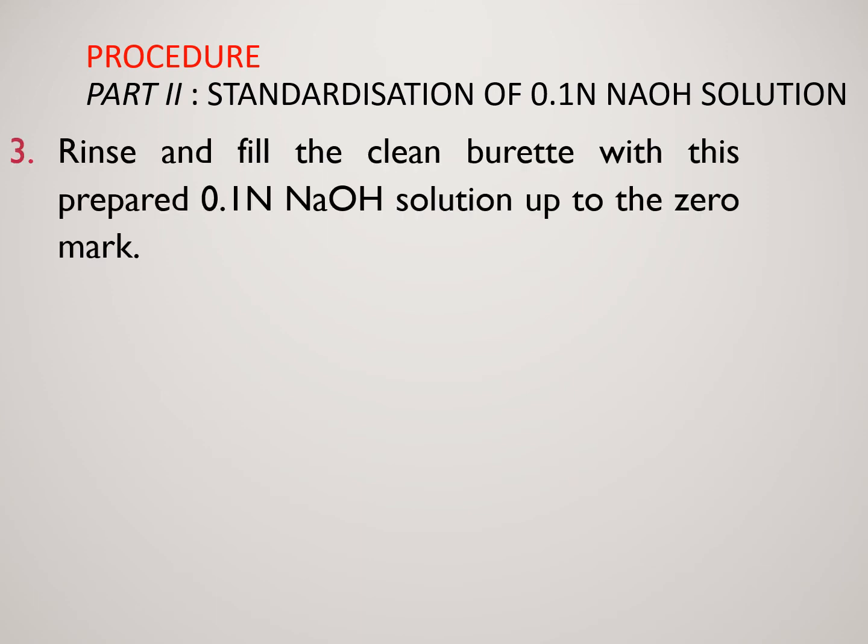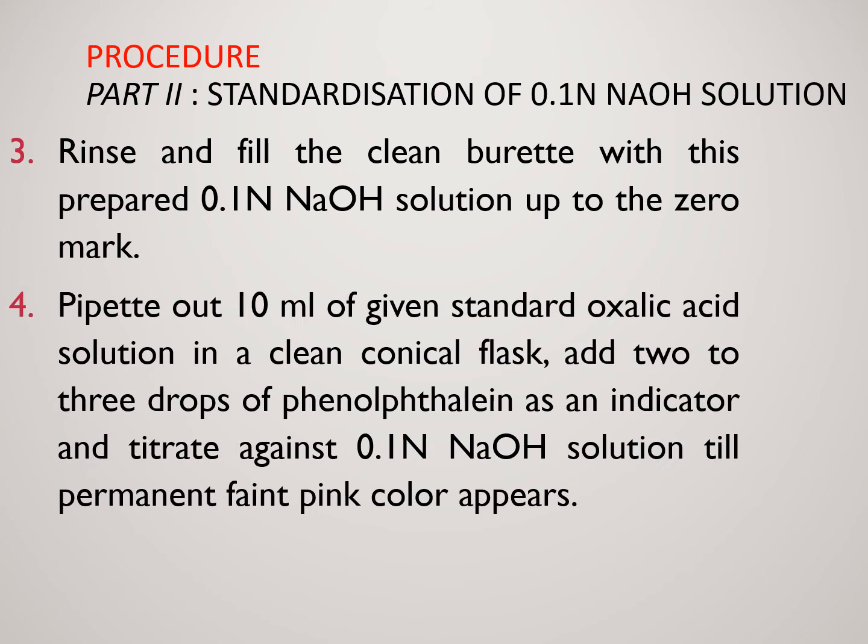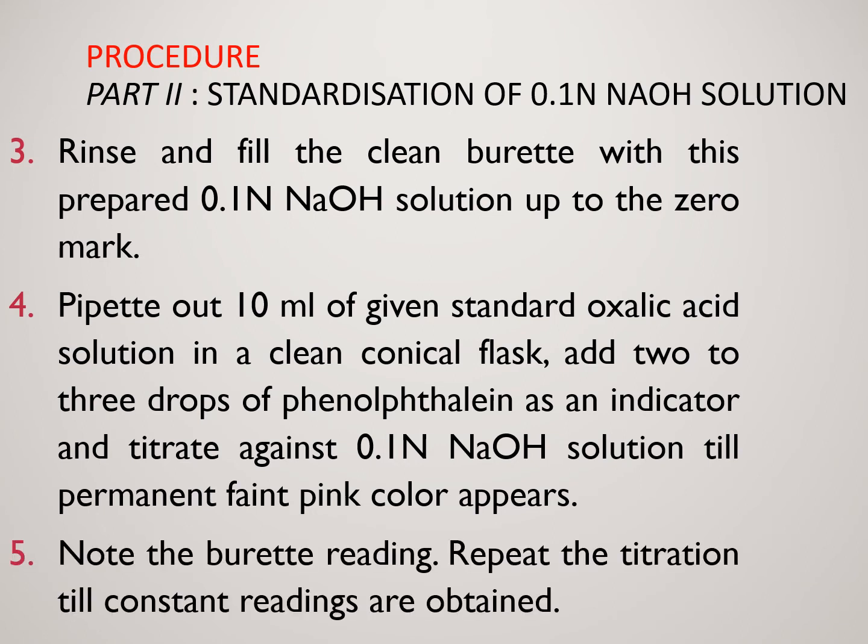Rinse and fill the clean burette with this prepared 0.1 normal NaOH solution up to the 0 mark. Pipette out 10 ml of the given standard oxalic acid solution into a clean conical flask. Add 2 to 3 drops of phenolphthalein as an indicator and titrate against 0.1 normal NaOH solution till a permanent faint pink color appears. Note the burette reading. Repeat the titration until constant readings are obtained.